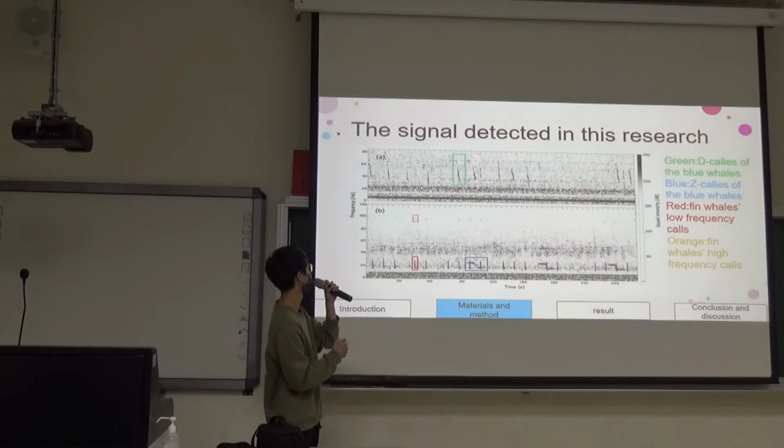And this is the signal we detected in this research on the spectrogram. The green one is the D-calls of the blue whales, the blue one is the Z-calls of the blue whales, the red one is the fin whales' low frequency calls, and the orange one is the fin whales' high frequency calls.